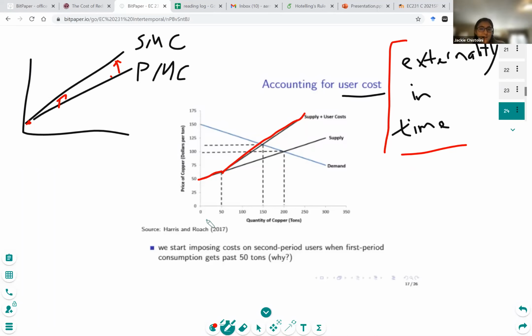I'm not entirely sure how this works in real life, but in the example that we were looking at before, we didn't start eating into the resources for the next generation until we got to 50. And so that's why the user costs don't really start getting added until you hit that point where you're getting into the next generation's resources. That's exactly right. Yes, that's precisely correct.